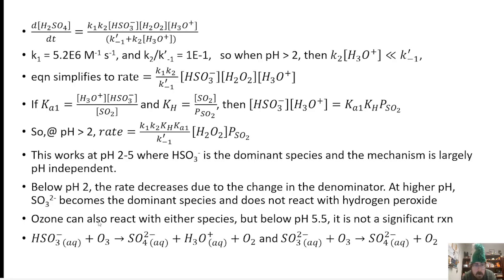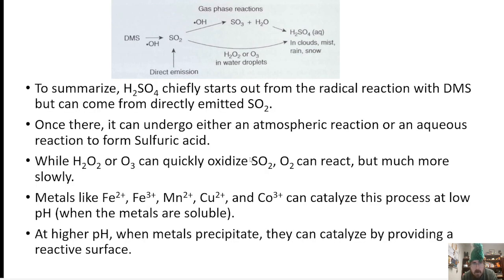At higher pH, HSO3 concentration goes down because we deprotonate that into SO3 2-. And the SO3 2- will not be oxidized by hydrogen peroxide. And there is another reaction where ozone can react with these in heterogeneous solutions, but only below pH 5. But in these slightly acidic conditions, it's not a significant reaction. So we don't have to worry. That one isn't a major contributing factor. But basically, we can oxidize this.